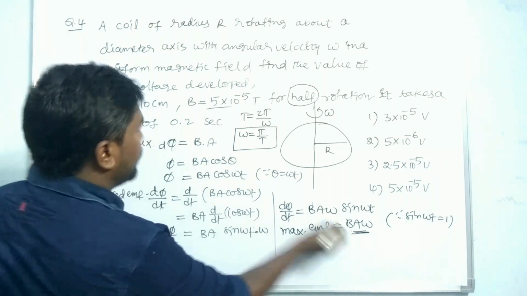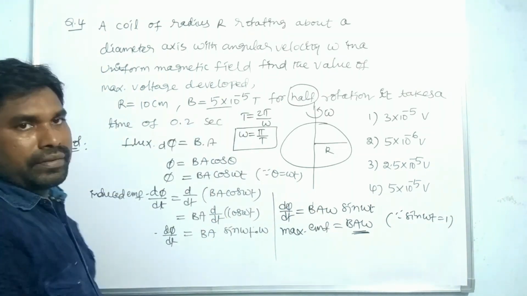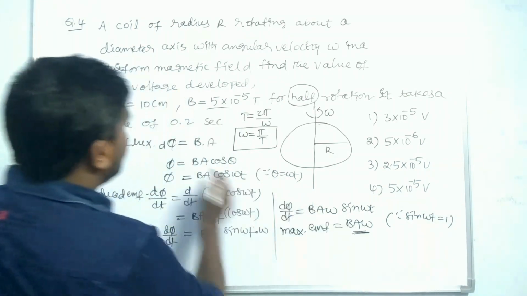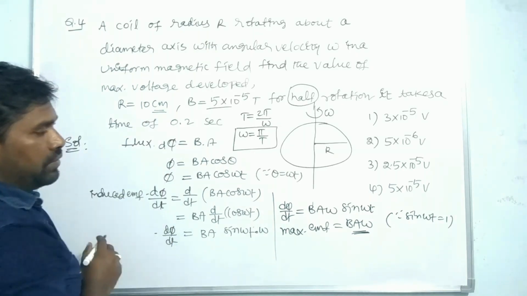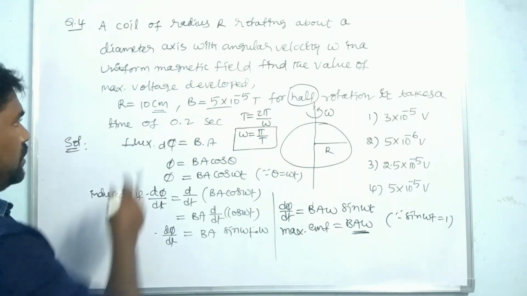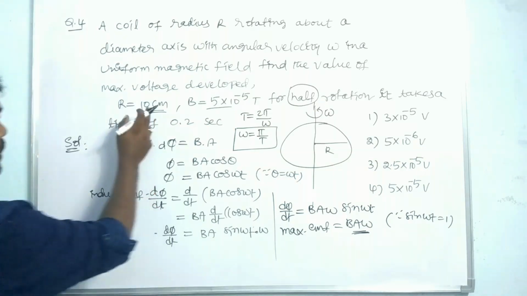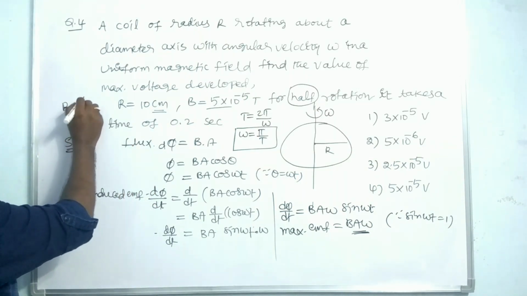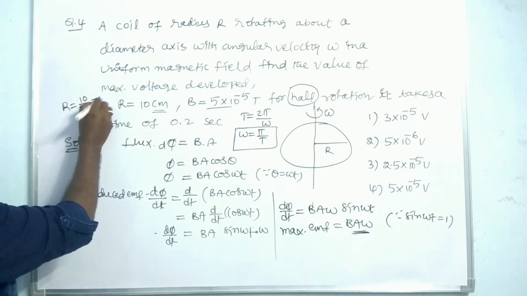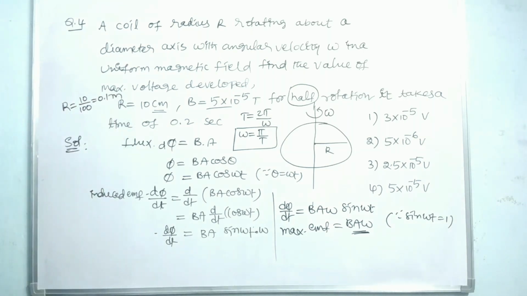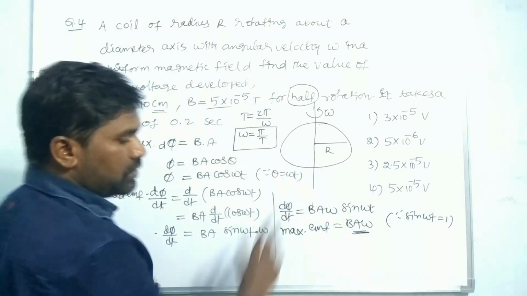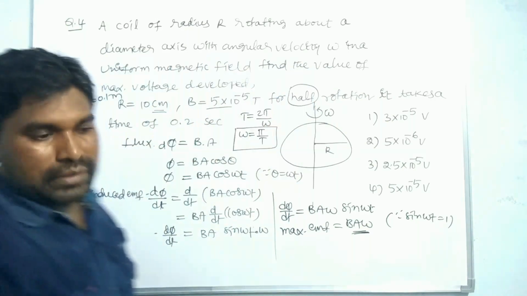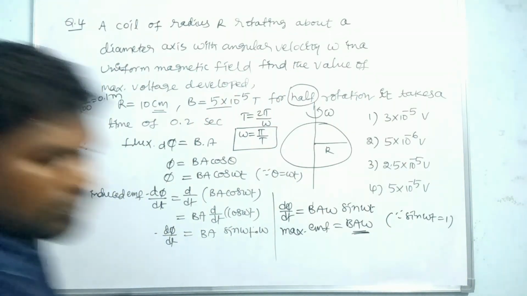And B is equal to, as you already know, 5 into 10 to the power minus 5. And A is the area, length into breadth. So this centimeter should be converted into meters. r is equal to 10 by 100, which is 0.1 meter. Let us substitute all those values in this equation, and we can get the answer here.